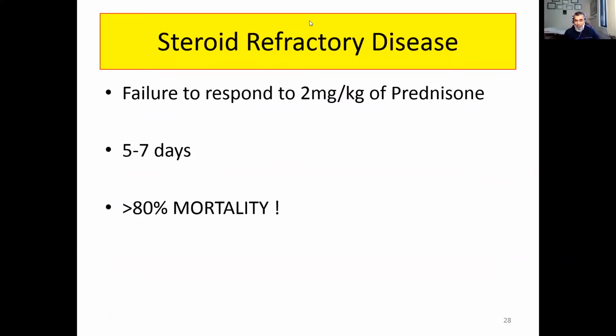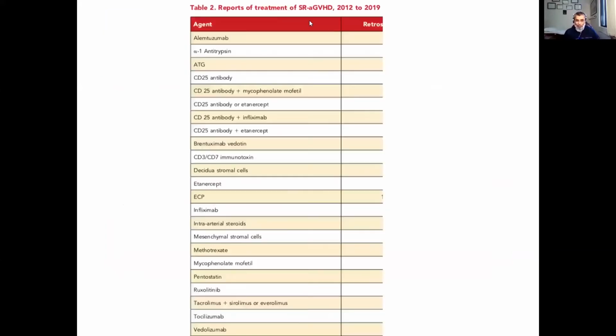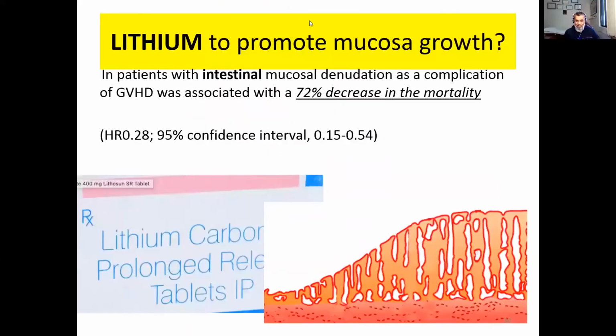Steroid refractory disease is defined when 2 milligram per kilogram of steroid is given for a week or so, at least 5 days, and your patient is still not responding or getting worse. You know what you're dealing with. And there is a myriad, a bunch of second line molecules that people have tried, from ATG, brentuximab, pentostatin, stem cells, methotrexate, and all of these have a response rate mostly of 10 to 20% range. Patients are sick and nothing works.